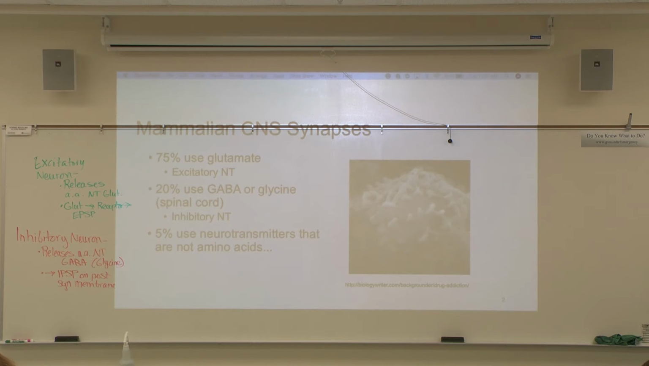Now, how many synapses do you suppose exist in our central nervous system? A lot. And what is 5% of a lot? A lot, right? So 5% of the synapses is still a lot of synapses. I don't want you to look at these numbers and think, oh, monoamines aren't important. That's not the case. They're still absolutely important. It's just that most of our synapses are either excitatory or inhibitory. And then we have this other 5% that maybe are modulatory.